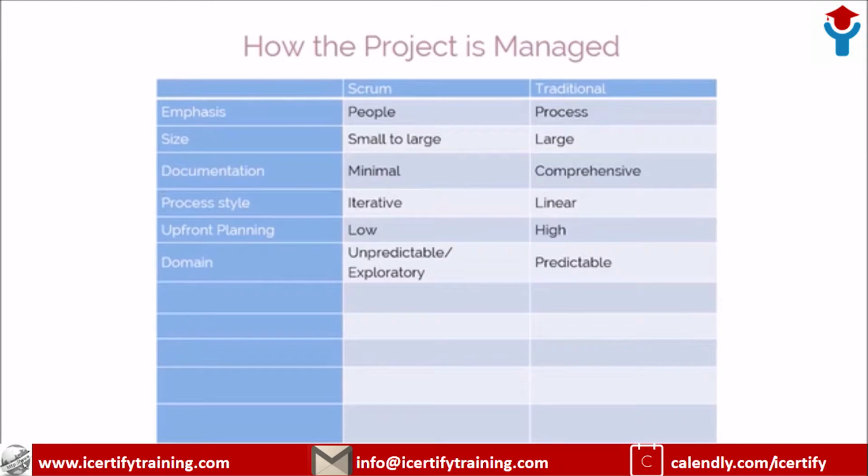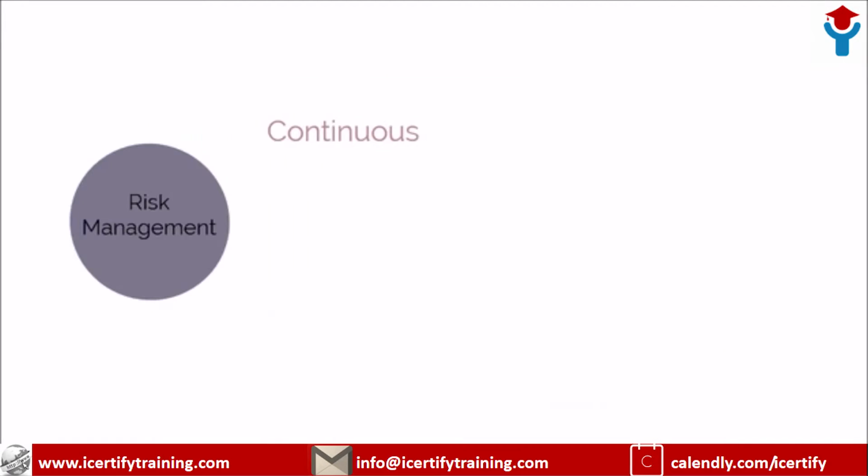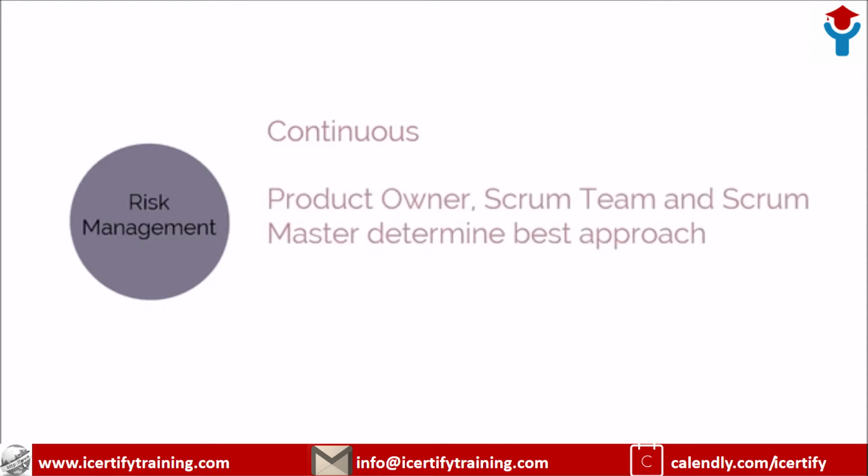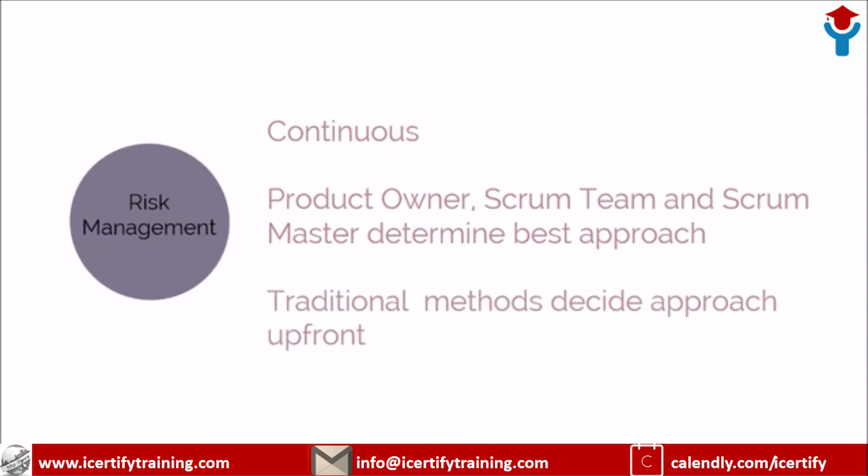In today's business environment, change is rapid and long-range planning is problematic. Predicting and planning every detail of new services and new product development is almost impossible. Scrum uses its low upfront planning framework to be adaptable and accommodating to change. Risk management is continuous in a Scrum-managed project, in which risk management works with the product owner, Scrum team, and Scrum Master to determine the best approach to handle identified risks. Whereas in traditional models, risks are handled up front, even before many risks have been identified.